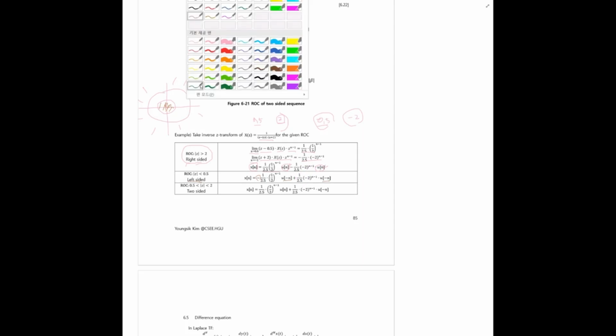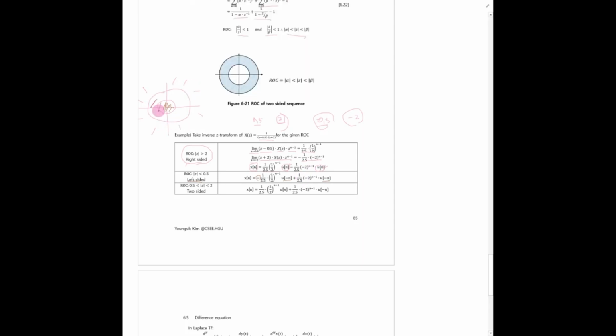And what about the two-sided cases? Two-sided cases are in between these two circles. So this is the region of convergence. Then that becomes the two-sided case. Then outside of the 0.5, this one is a right-sided one, but this part becomes the left-sided one. Okay, then this is the right-sided interpretation, and this one is the left-sided residue analysis. This is how we are going to take the inverse Z transform.